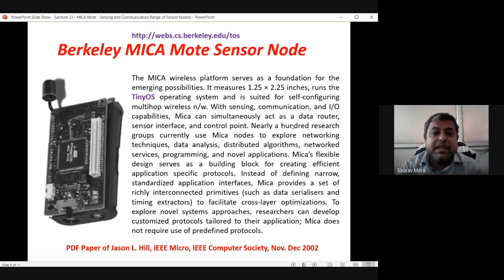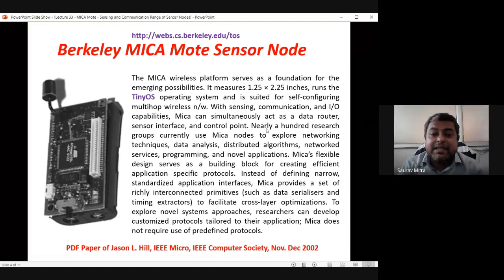With sensing, communication, and I/O capabilities, the MICA Mote can simultaneously act as a data router or sensor interface and control point. So it can be used as a sensing device. There are sensors fit on this MICA Mote, so it can be used as a local sensor. After the data is sensed and a little bit processed here, it can be transferred by means of the transceiver TR1000 to the next routing node.